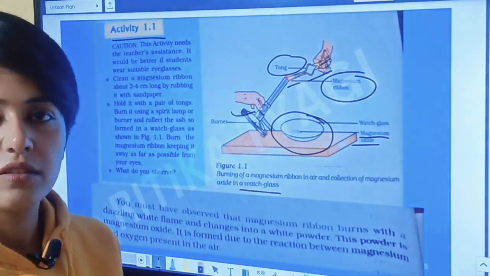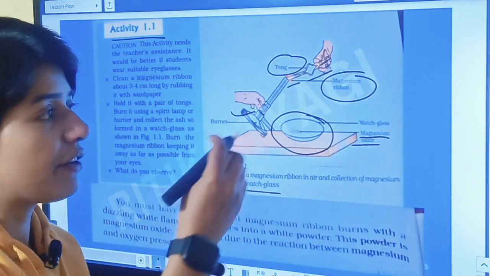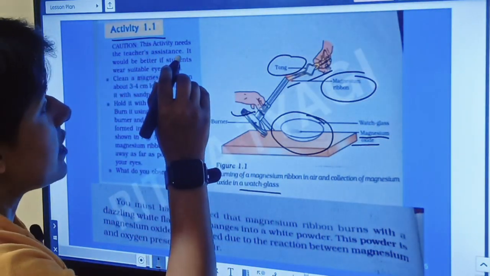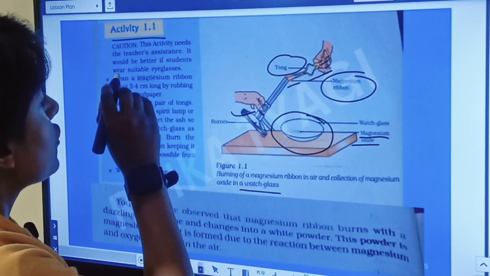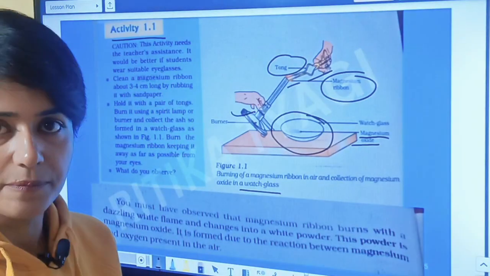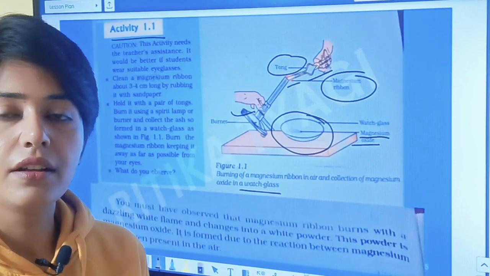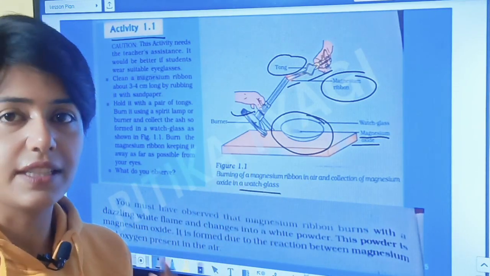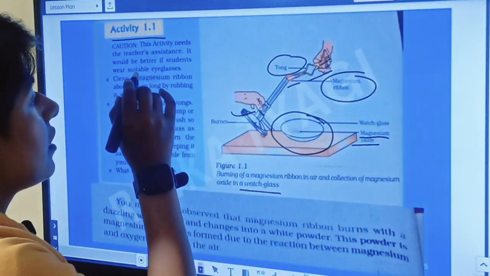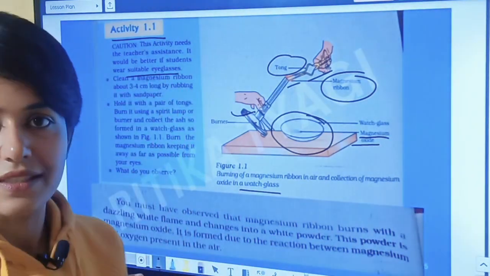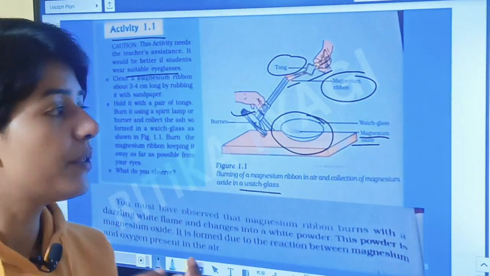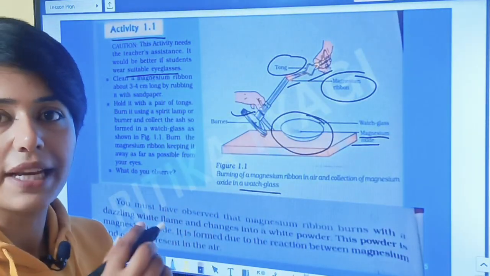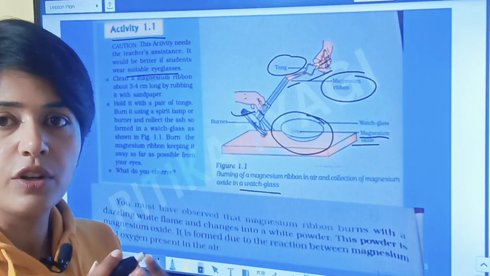Caution, we have to take precautions when we burn a magnesium ribbon. This activity needs the teacher's assistance. It would be better if a student wears suitable eyeglasses. Teachers must be present when students perform the experiment. Next, students must wear eyeglasses to protect their eyes from the dazzling white flame produced by burning magnesium ribbon, which is very harmful for the eyes.